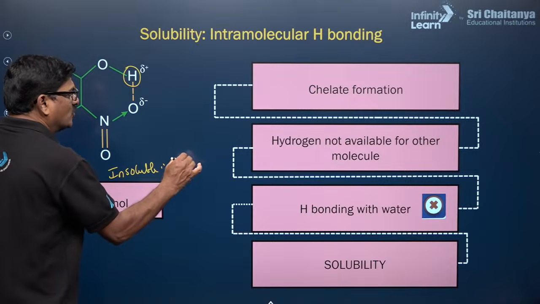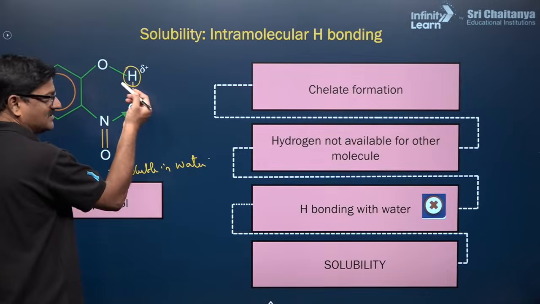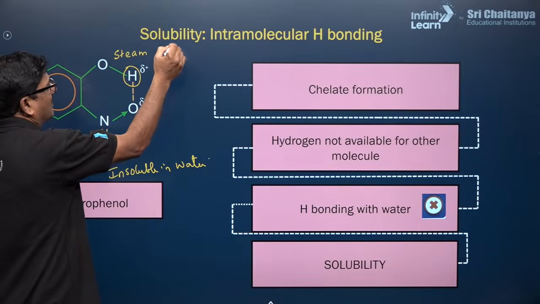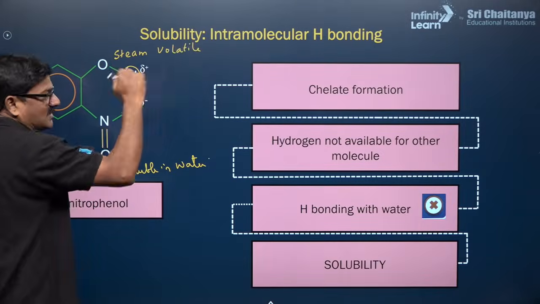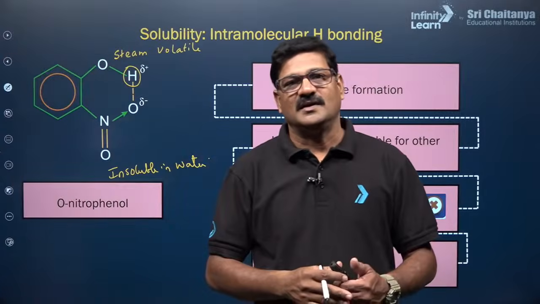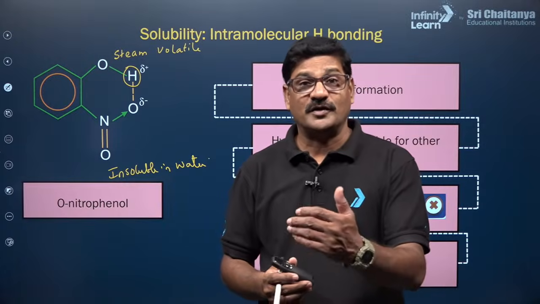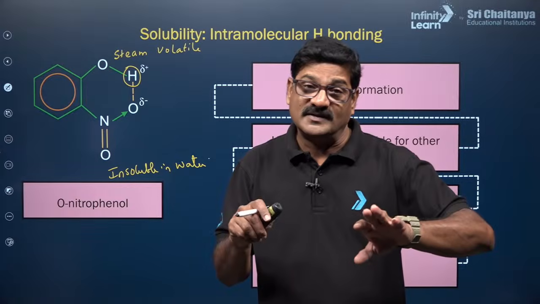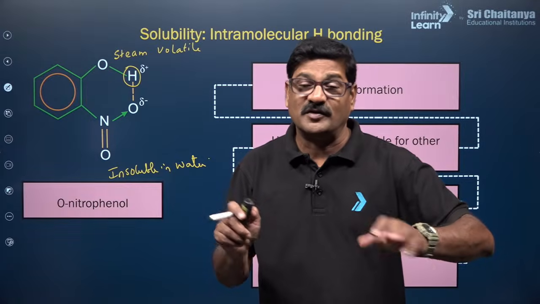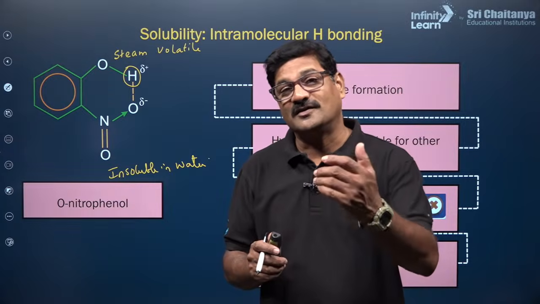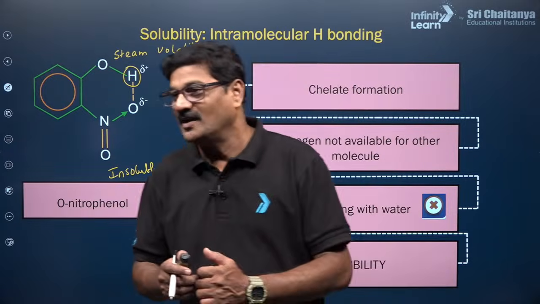Of course, the other way I can say this is that orthonitrophenol is going to be steam volatile. So when phenol is nitrated with dilute nitric acid, you are going to get a mixture of orthonitrophenol and paranitrophenol, and these are separated by the steam distillation process. So you are connected to practical chemistry as well. Are you getting it or not?